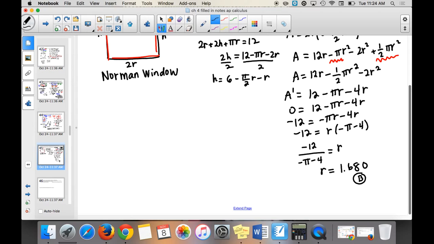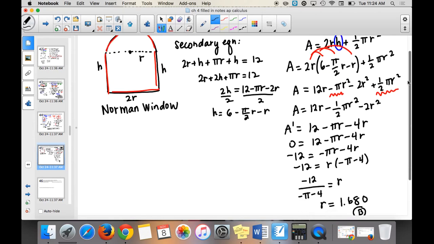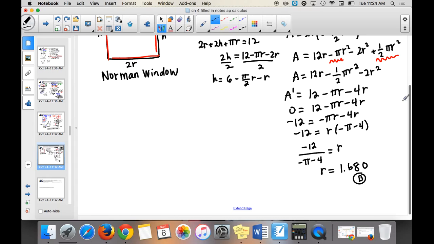All right, so now that you have that, the question is, what are the dimensions? So what must the dimensions of the window be to let in the most light? That was the r value. So it's really like 2 r's down here. How do you write the dimensions of a Norman window? It's not like length times width or anything. So what I tell my students to do is just draw a little sketch and I'll understand what's going on.